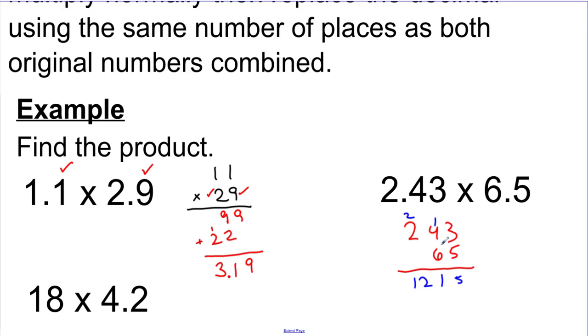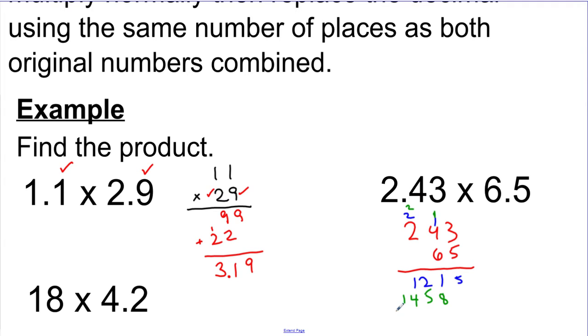6 times 3 is 18. I'm going to place the 8 below the 6 because we've moved over. Okay? So 8 down, 1 up. 6. This is why I use colors. Colors are great in math. It keeps track of everything nicely. 6 times 4, 24, plus 1 more is 25. So again, 2 up. 6 times 2 is 12. 12 plus 2 is 14.